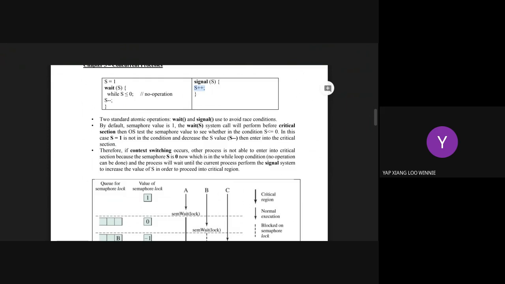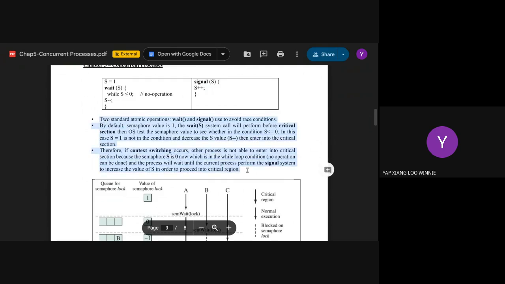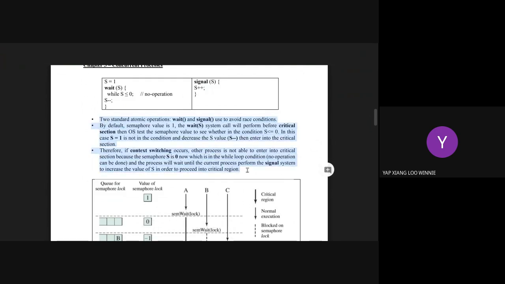Okay, for whatever I'm talking about here, if you think that it's quite confusing, I strongly recommend you to read this one, because I'm just explaining this thing. For whatever I'm highlighting here, I'm just trying to elaborate with basic terms.